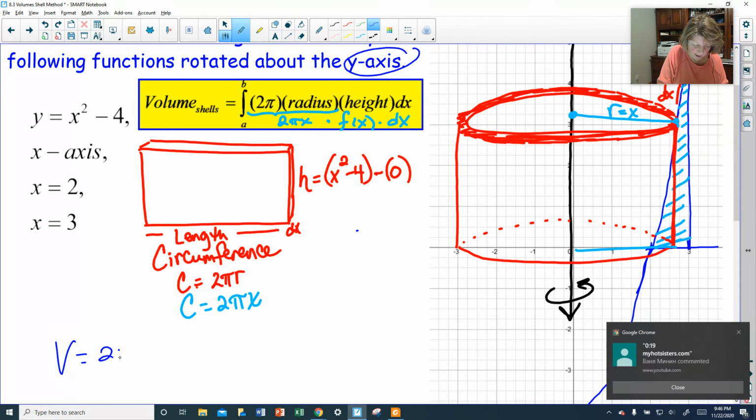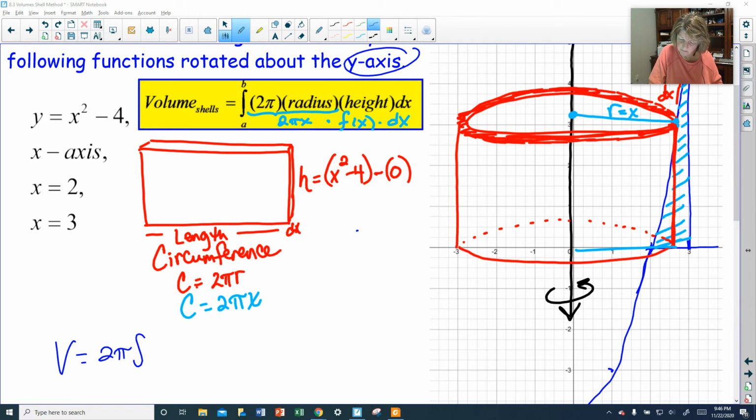So I'm going to put my 2 pi out front, and the integral will be in terms of x's. So I need to know this spot here, which, oh, it crossed at 2, didn't it? And then we finished at 3. And we have 2 pi r, 2 pi x. And then the height is f of x. So I have x squared minus 4 dx.